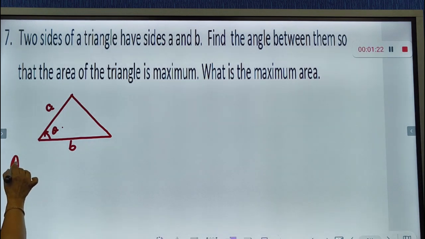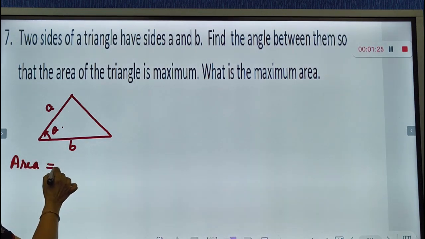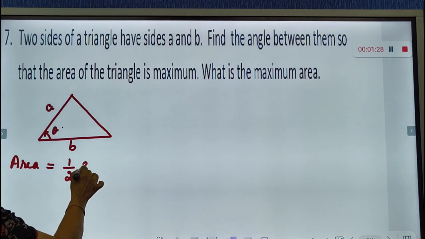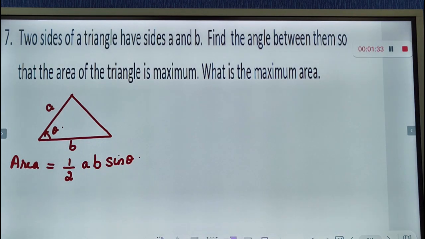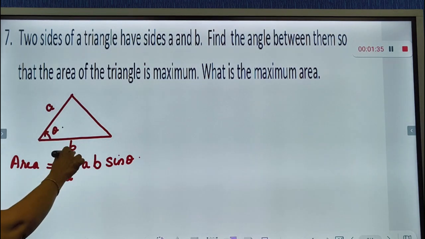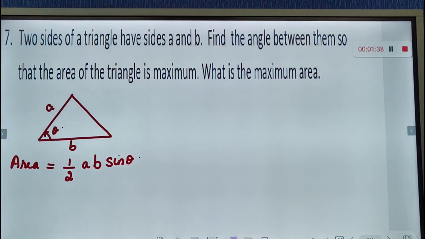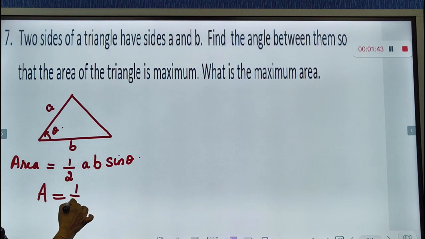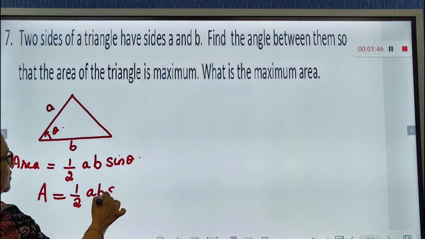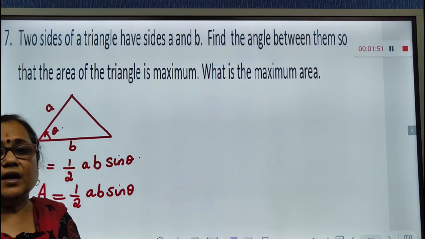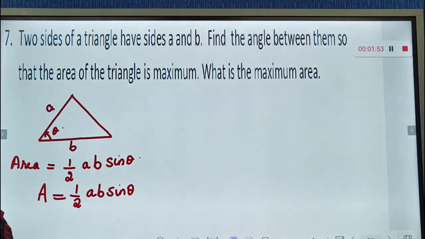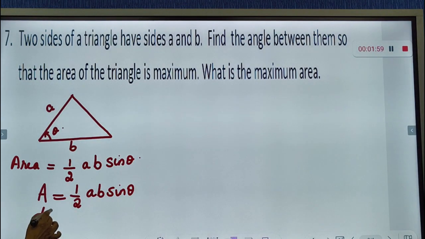Then what is the area of the triangle? Area of the triangle is half AB sin theta, if theta is the angle between them. So let me call it capital A equal to half AB sin theta. Now A and B are constants, theta is variable, and we have to find that triangle which has got maximum area. So let us find dA by d theta.